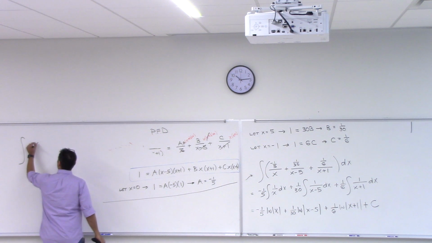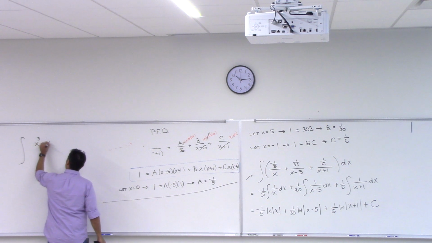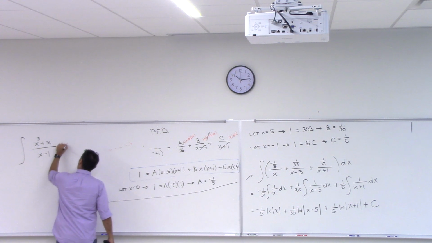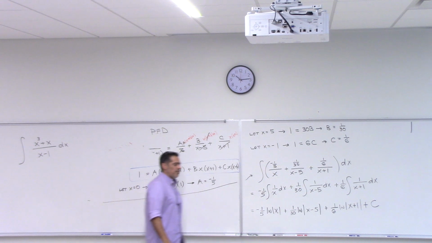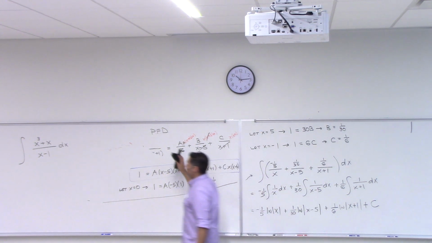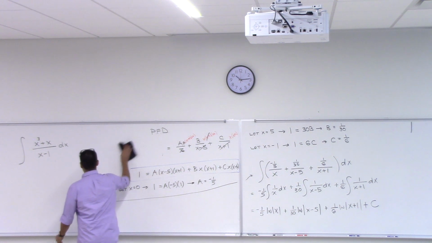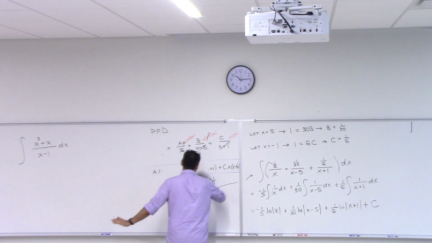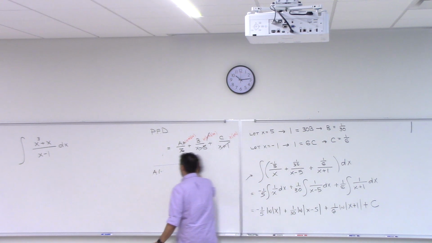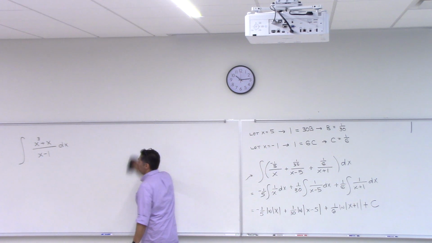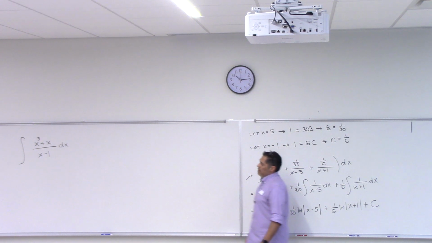Okay, x cubed plus x over x minus 1. When it comes to the steps for finding the antiderivatives of rational functions, I haven't given you any steps, have I? I haven't given you any steps on how to do this. I'm just kind of showing you how partial fraction decomposition works. I want you to look at that.